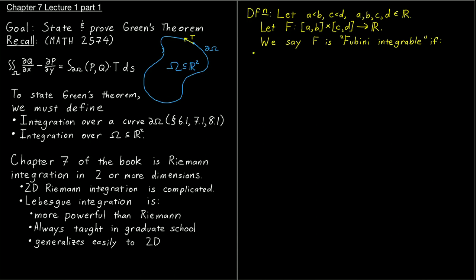The first thing we need is that for each x in [a,b], we need the integral of f(x, y) dy, where we're freezing the first variable, fixing it at x, to exist. And that's in the sense of chapter 3 of one-dimensional Riemann integration.